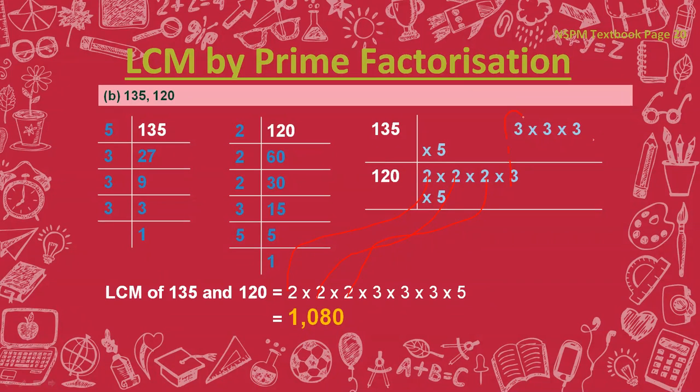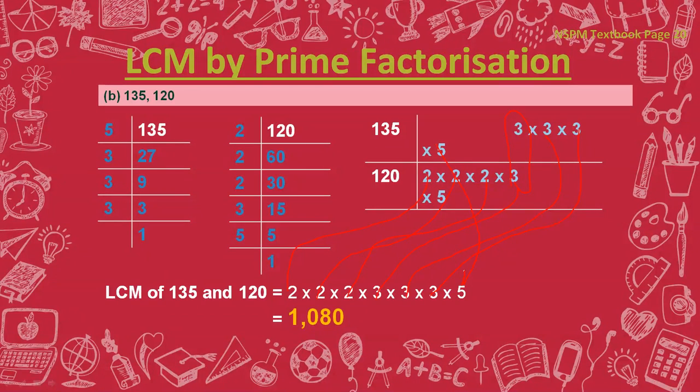3, oh, both have 3. This one I have to consider one time. There is no need to write double 3. Okay, we are taking out the common one. Look, this 3 is not in 120, I am writing it here. This 3 I am writing here. Now what about the 5? Both have the same, I can consider it one time.